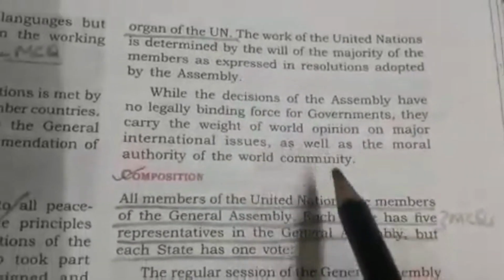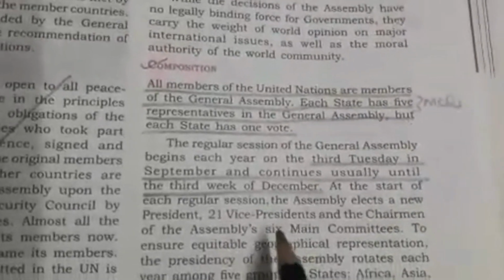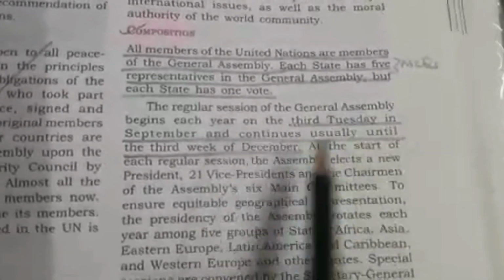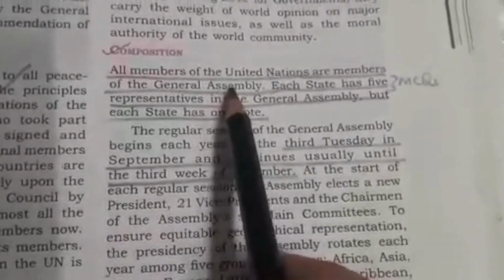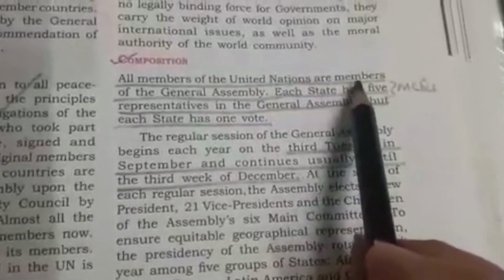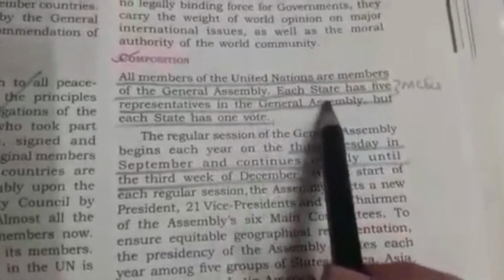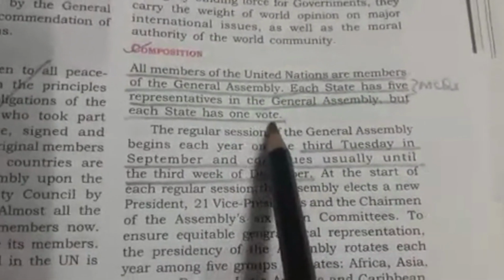Then you have to do the composition and the functions. Any 4 functions you can select of the General Assembly, but there is a catch there which I will let you know. For the composition of the General Assembly, all peace-loving members, meaning the member countries of the UN, are members of the General Assembly. Each state has 5 representatives in the General Assembly, but each state has 1 vote.